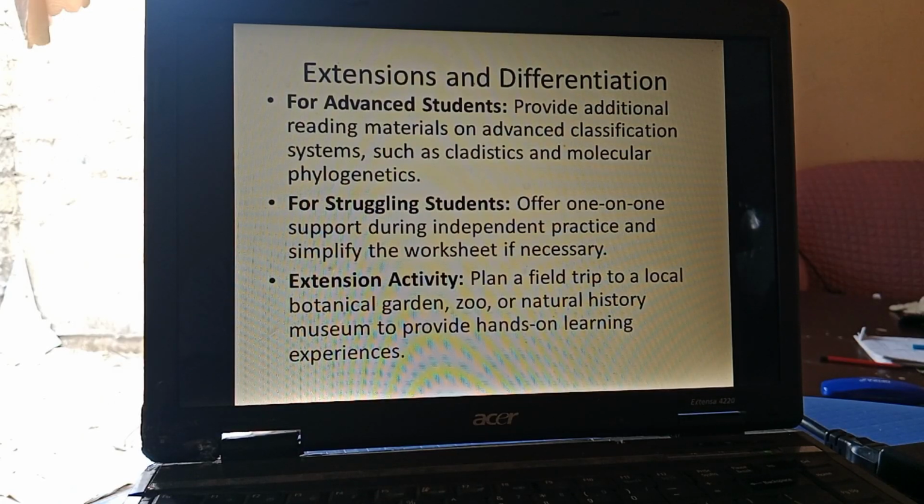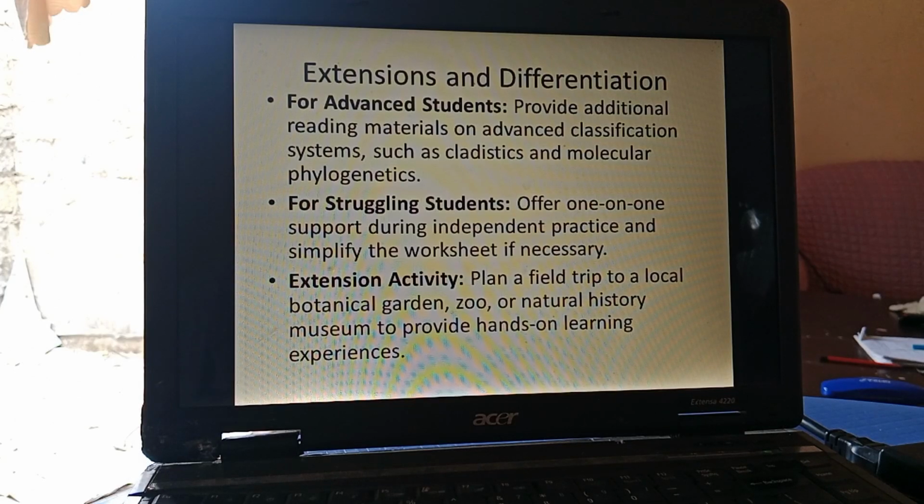Extensions and differentiation for this lesson: for those learners who are advanced, provide additional reading materials or advanced classification systems such as characteristics and molecular phylogenetics. For struggling students, offer one-on-one support during independent practice and simplify the worksheet if necessary. Please, I'll just call them slow runners. They are not struggling, they are slow runners, but they will reach there. All right? Remember, learning depends on the individual.